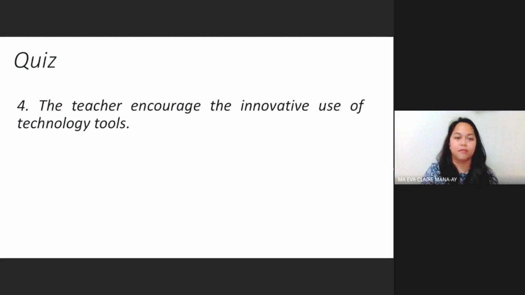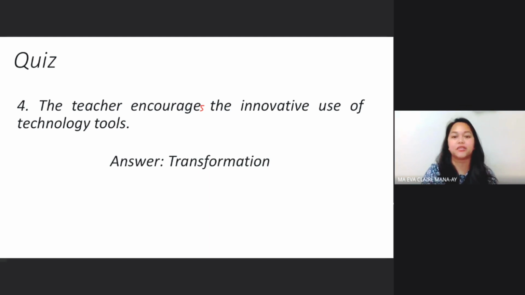Number 4, the teacher encourages the innovative use of technology tools. Okay, what do you think is the correct answer for number 4? This is still part of your technology integration since this is the action of your teacher. All right, correct answer for number 4 is transformation.